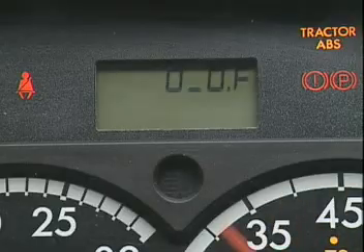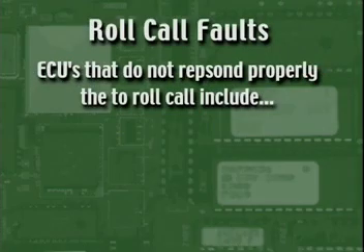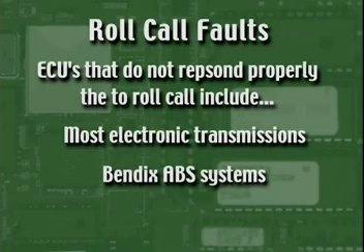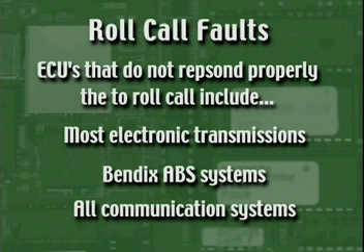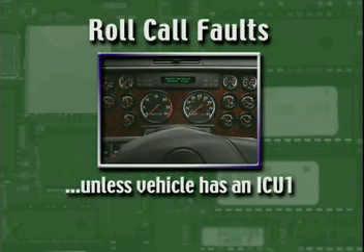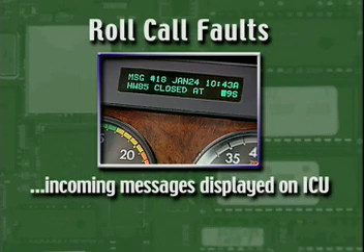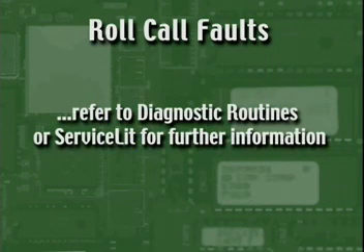There are some ECUs that do not respond properly to the roll call, including most electronic transmissions and Bendix ABS systems, and all communication systems. Their parameters should usually be set to 0, unless the vehicle has an ICU-1, a Qualcomm system, and the owner wants incoming messages displayed on the ICU. Refer to either Diagnostic Routines or Service Literature for further information.